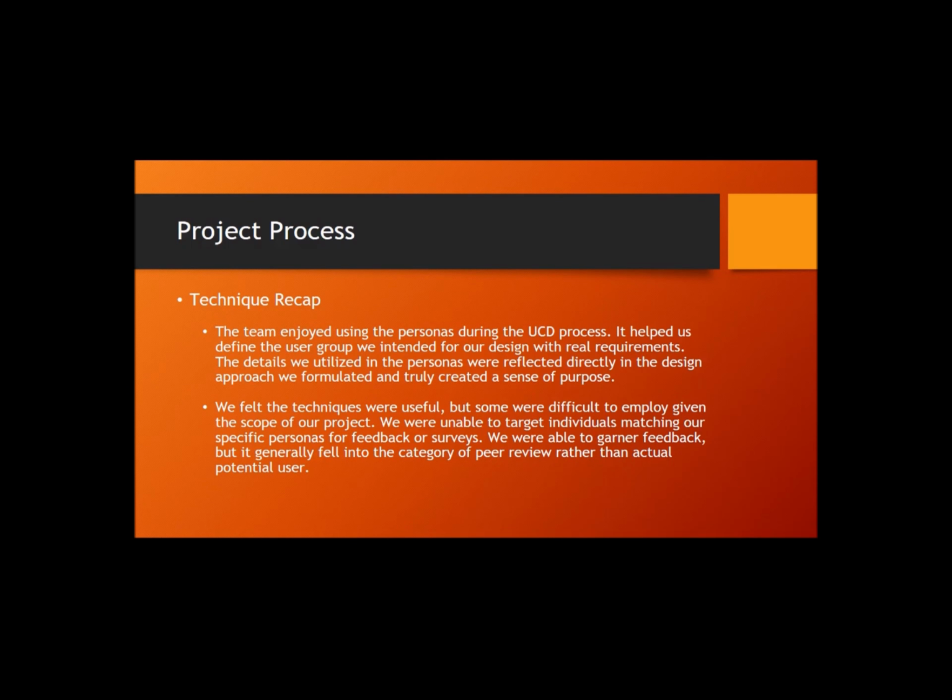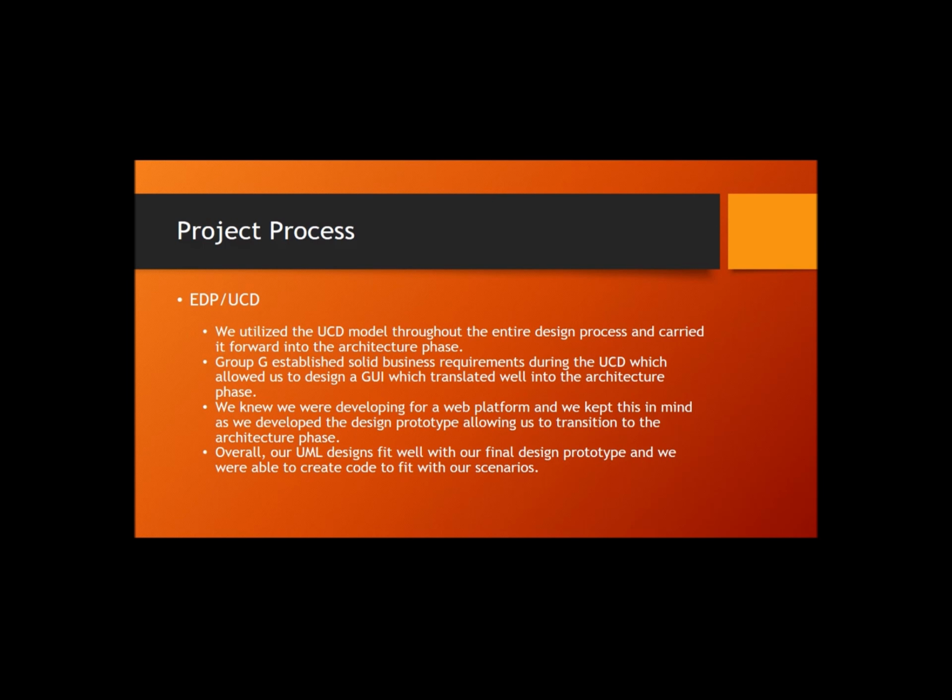The technique we felt worked the best was the use of personas. We designed the features of our interface with the requirements of our users firmly fixed in mind. However, we weren't able to thoroughly use some techniques because of the scope of the project. Team G utilized the UCD process throughout the entire project. The UML designs fit well with our final design prototype, and the scenarios easily transitioned into Java code.